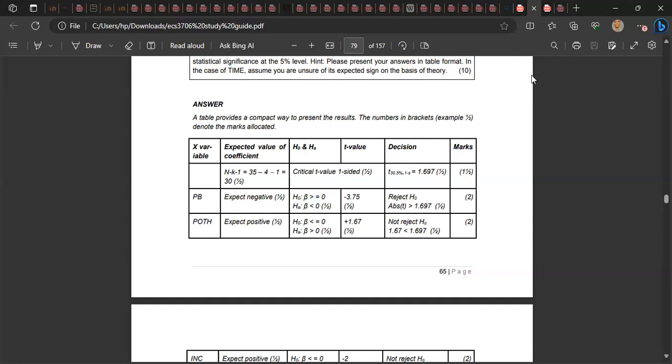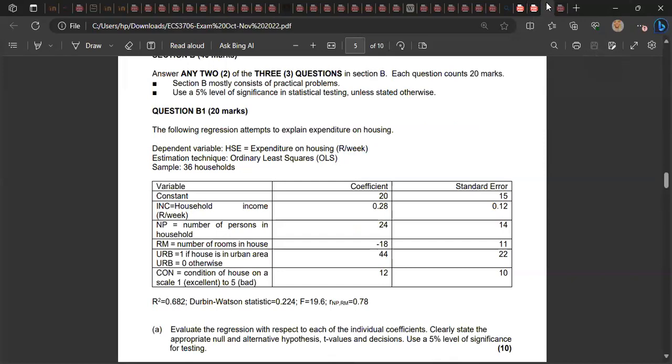All right. And then as for this calculation here, N minus K minus 1, which is DF, that's our degrees of freedom. They assist us in calculating the critical value.